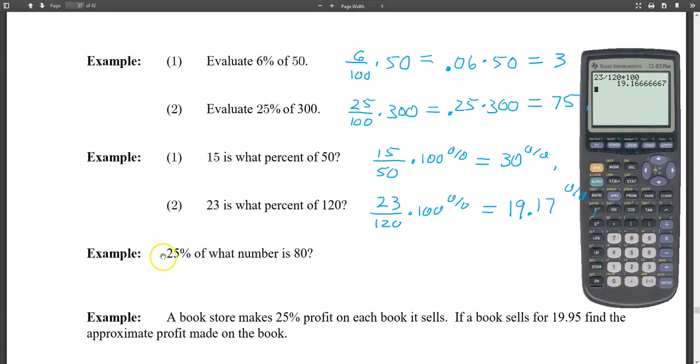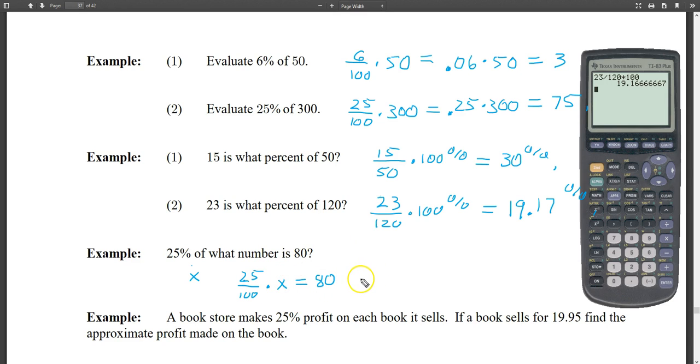Let's look at this one. 25% of what number is 80? Well, now we're going to actually have to do a little algebra here. So let's let x be the number that we're looking for. So what we want then is 25 over 100 times the number x should equal 80. That's what we want. We want to solve for that number x.